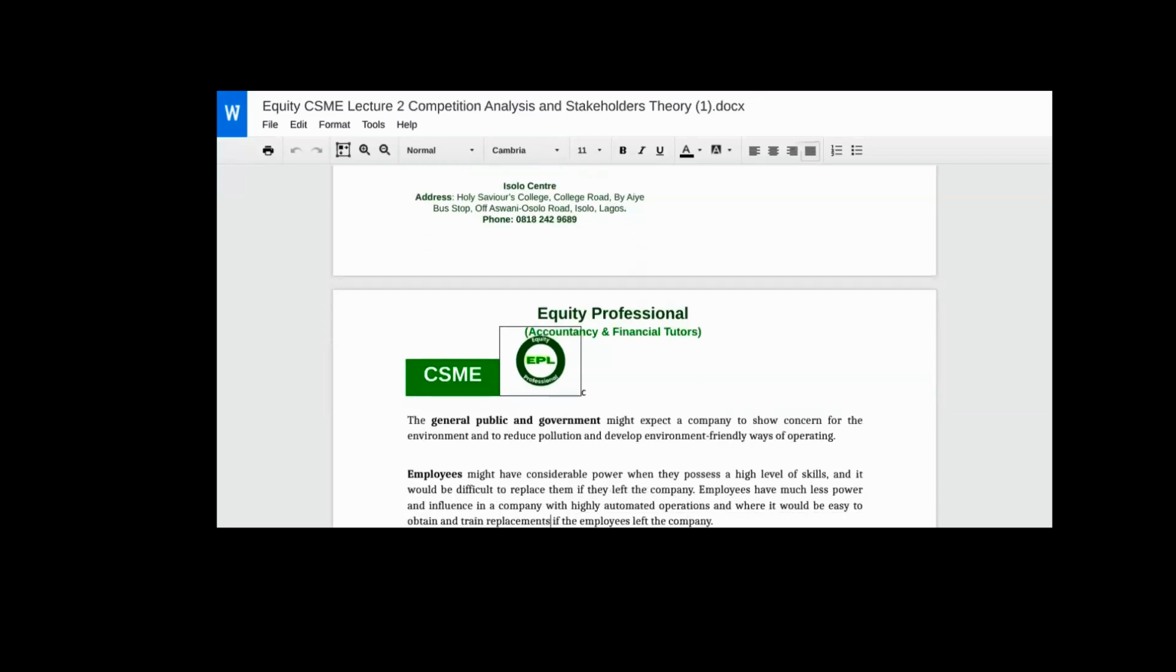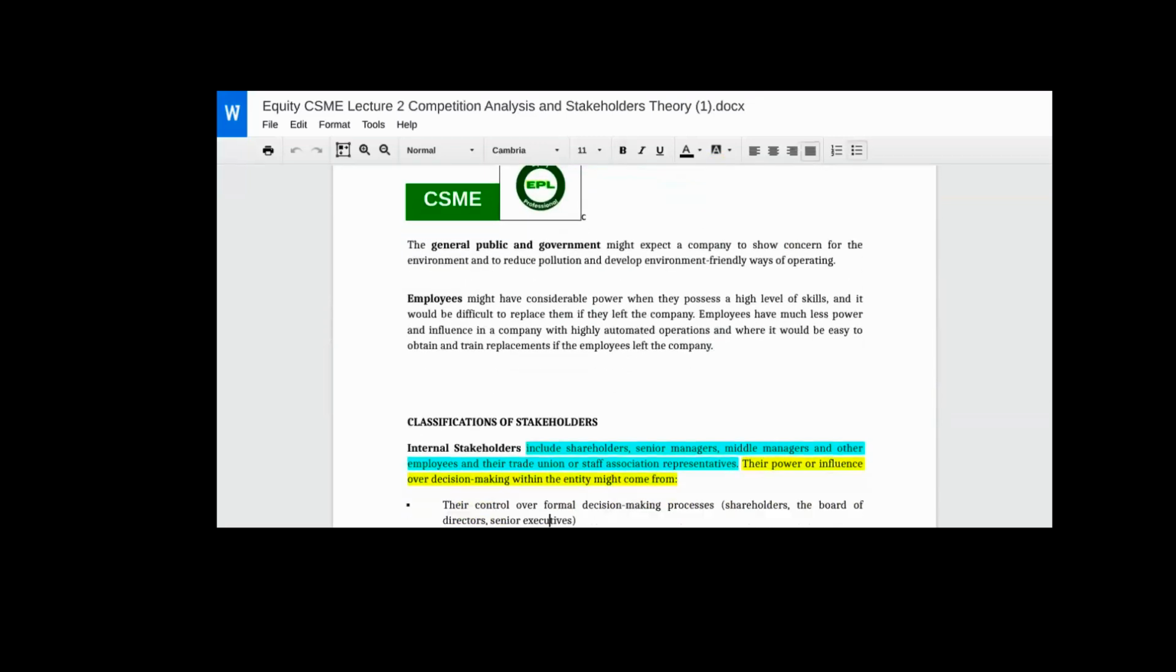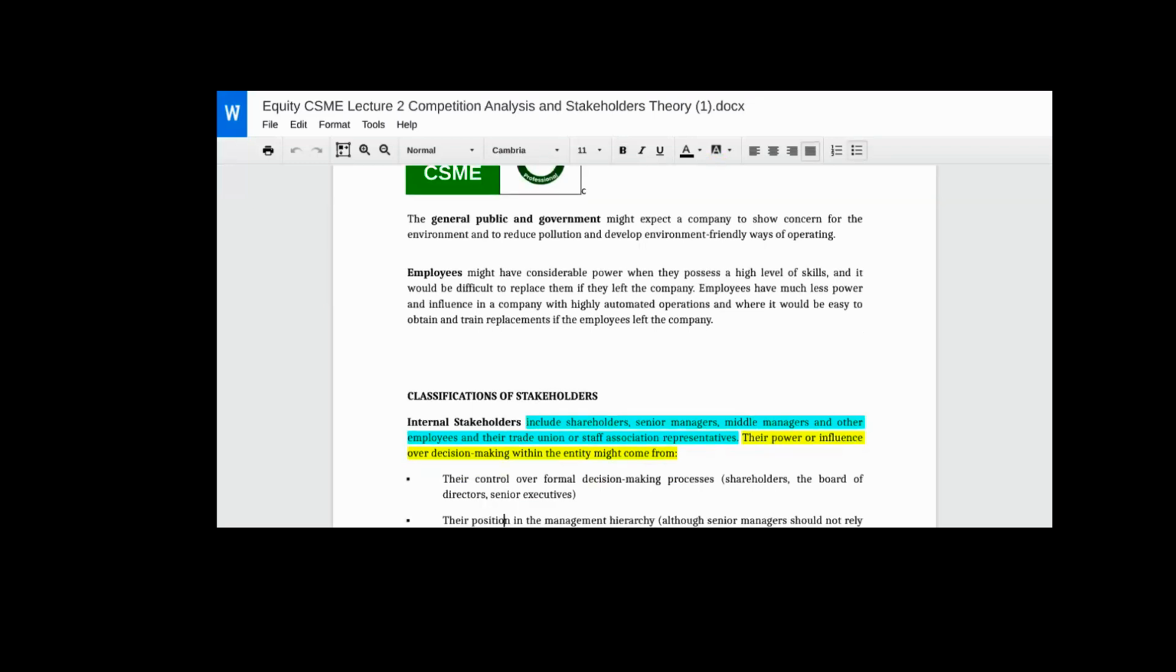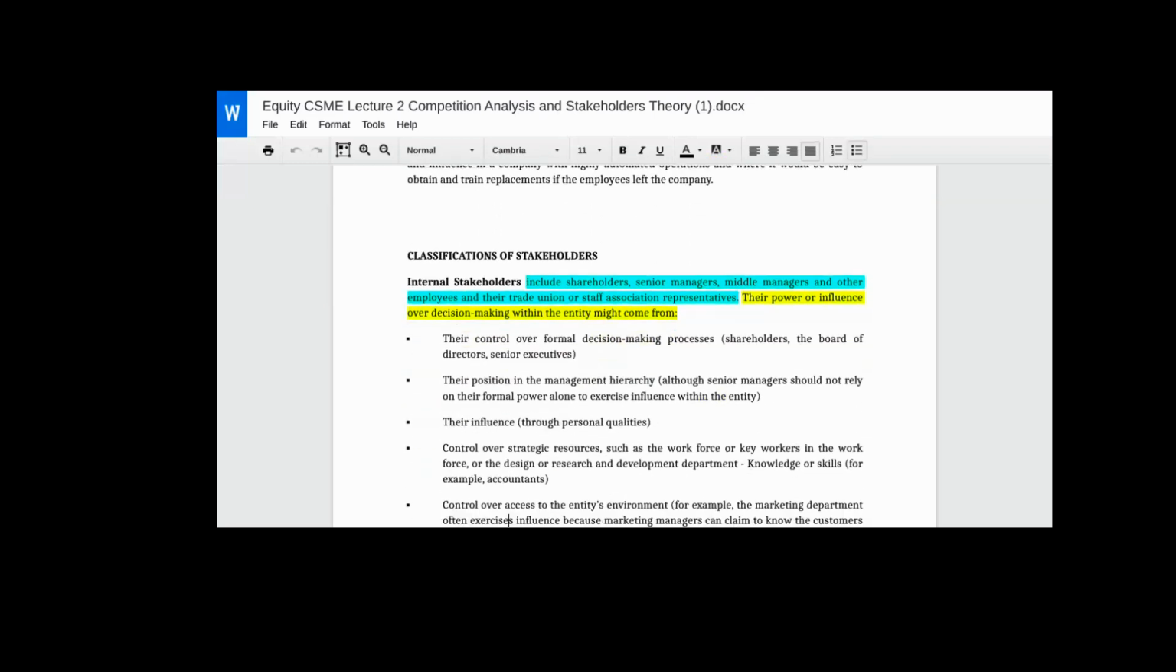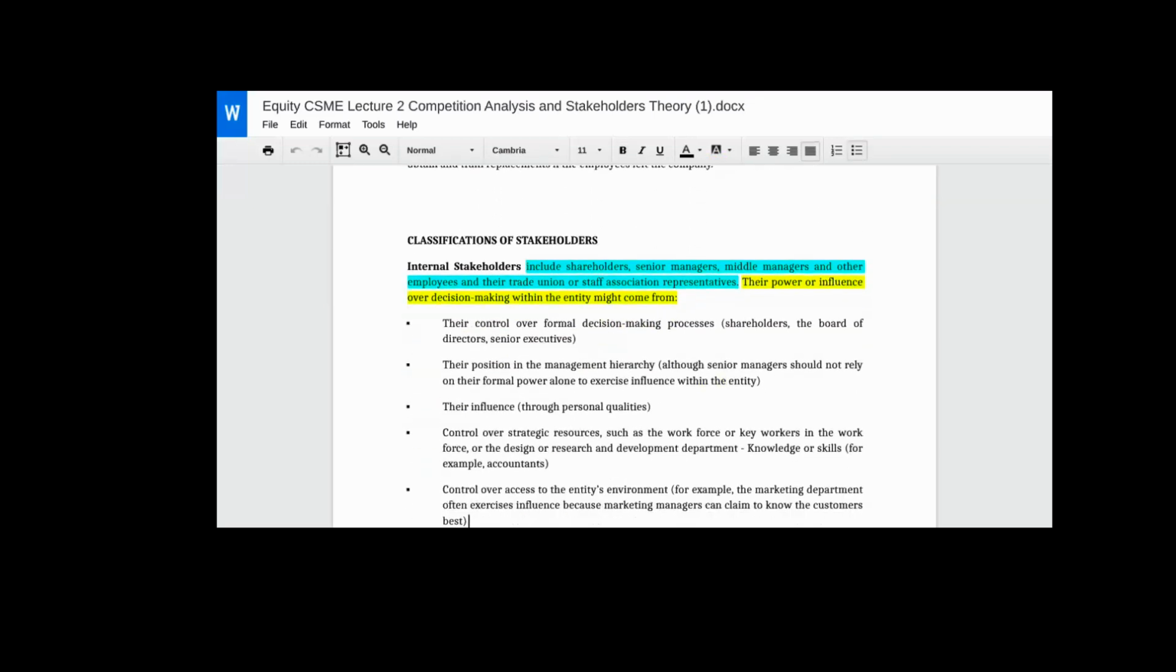So having looked at the expectations of the stakeholders, let's look at the classification of stakeholders. By that classification of stakeholders, it is not compulsory in exam to use the word classification. The words types, forms can be used. So in the classification of stakeholders, stakeholders can be classified into so many categories. And all these classes of stakeholders, when you read them very well, you will discover that some of them have the same meaning.